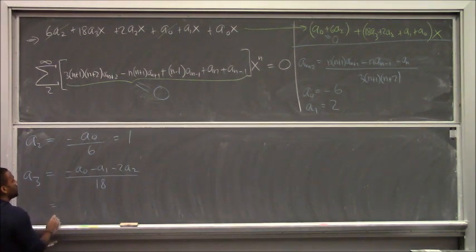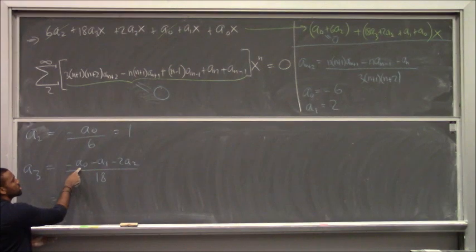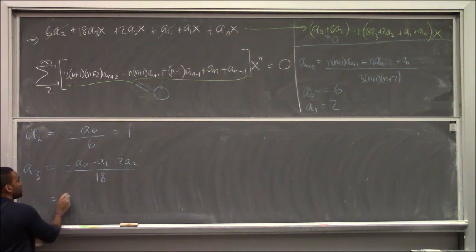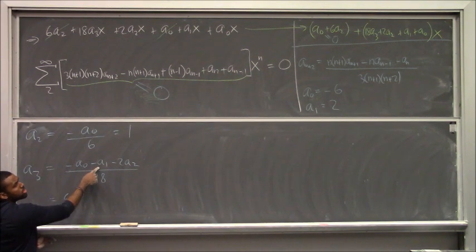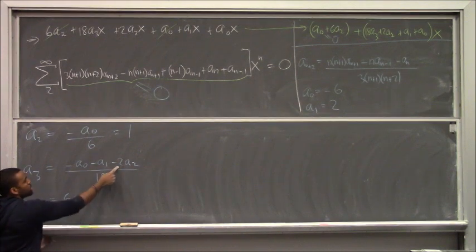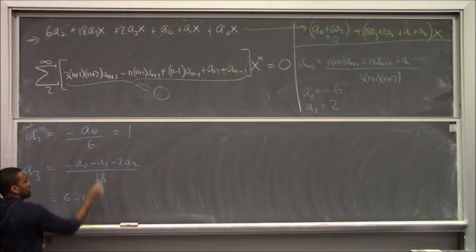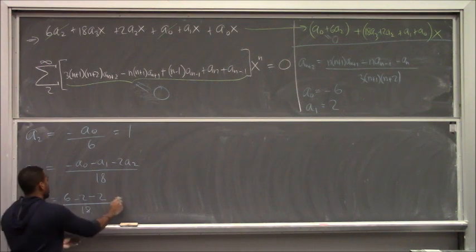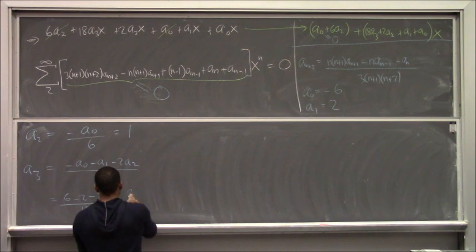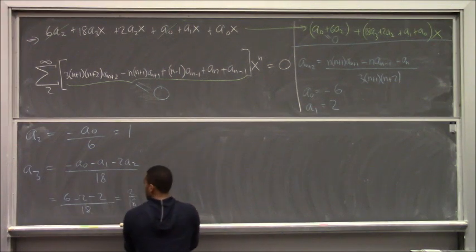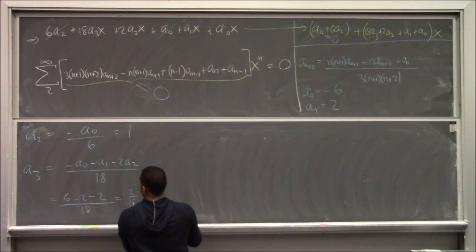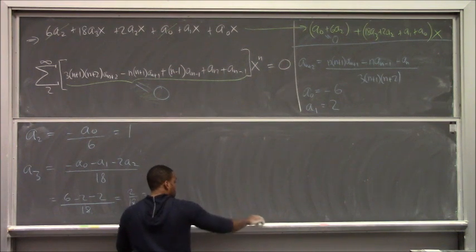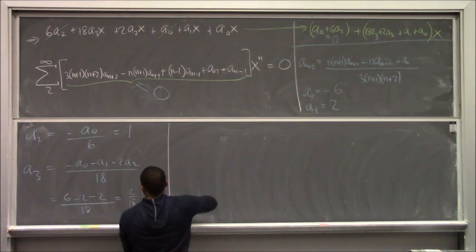And what was my A1? My A0 was minus 6, so that would be plus 6. My A1 is 2. My A2 is 1, all over 18. So this would give me 1 over 9, or 2 over 18, right? Or 1 over 9. And in fact, those are all the terms I need. We only have to find the first 4 terms.